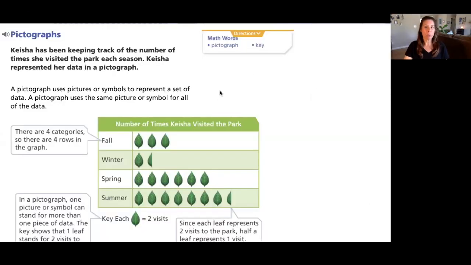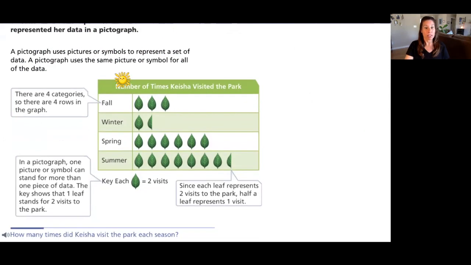Okay, so here we have a pictograph, right? A pictograph uses pictures or symbols to represent a set of data. A pictograph uses the same picture or symbol for all of the data. Now this pictograph here is Keisha's pictograph. Keisha has been keeping track of the number of times she visited the park each season. Keisha represented her data in a pictograph.